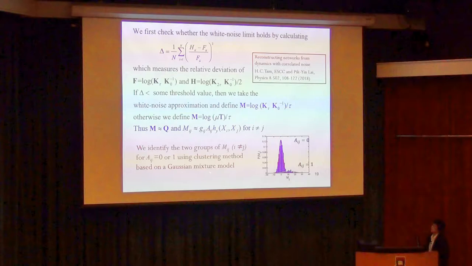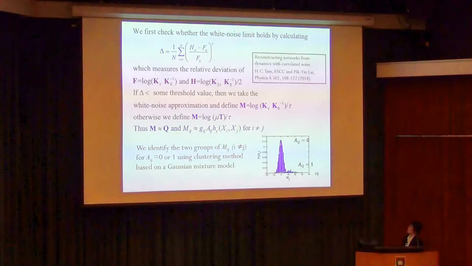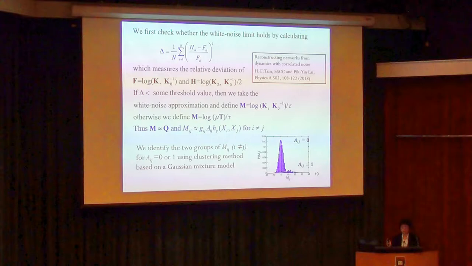In particular, we use this Gaussian mixture model. So we look at the distribution of all these data, the off-diagonal elements of Mij, and then we fit them by a Gaussian mixture of two Gaussians. And then the Gaussian with the mean closer to zero will be taken to correspond to Aij equals zero, and the other group will be Aij equals one.